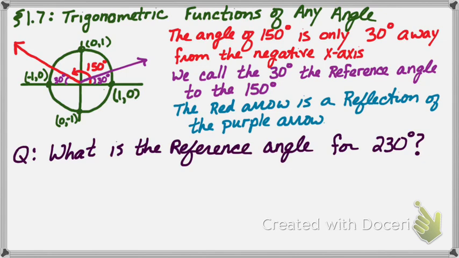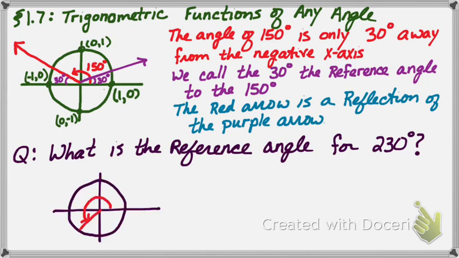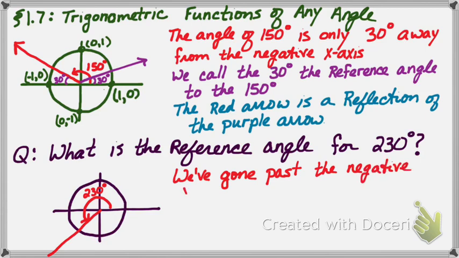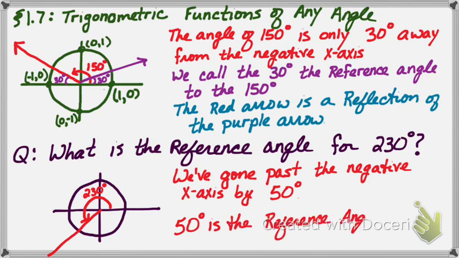What would be the reference angle for 230 degrees? So here is our unit circle. Drawing 230 degrees gets us into the third quadrant. We've gone past the negative x-axis by 50 degrees, and so we say that 50 degrees is the reference angle to the 230 degrees.